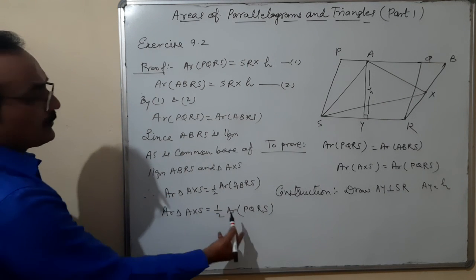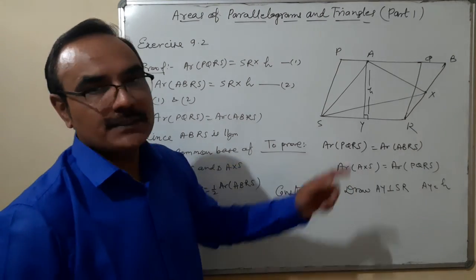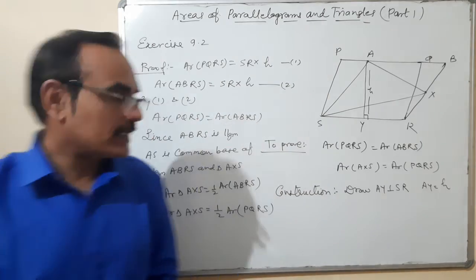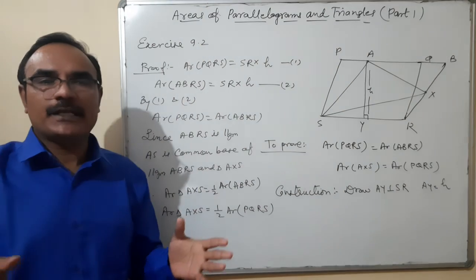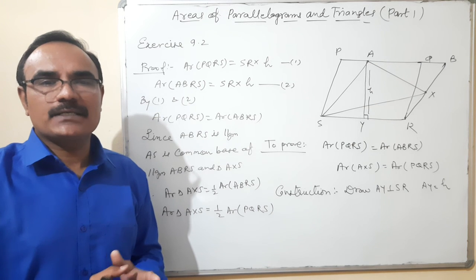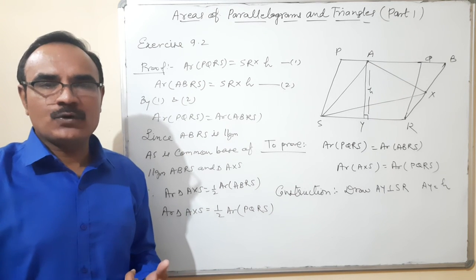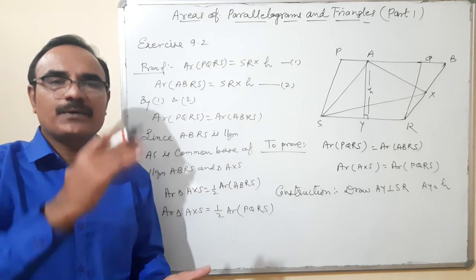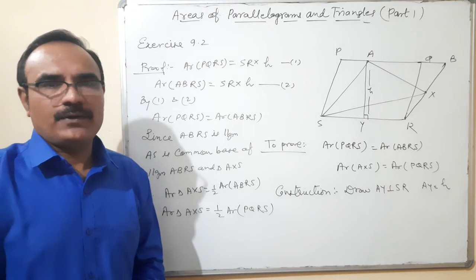So this is the second proof. First proof and second proof. So what is the conclusion from this exercise? We have to remember two statements. One, parallelograms on the same base and between the same parallels are equal in area. And number two, the area of a triangle is half of the area of a parallelogram if they are on the same base and between the same parallels. Okay.